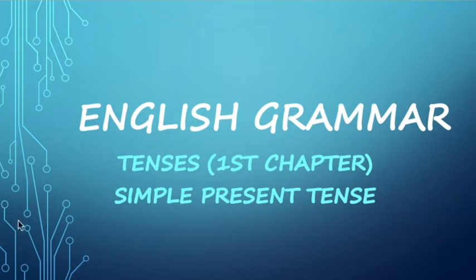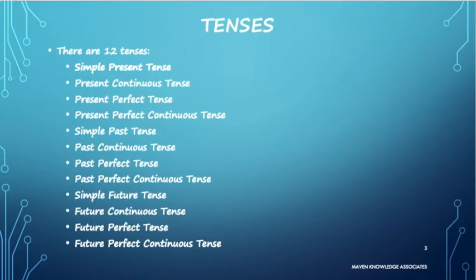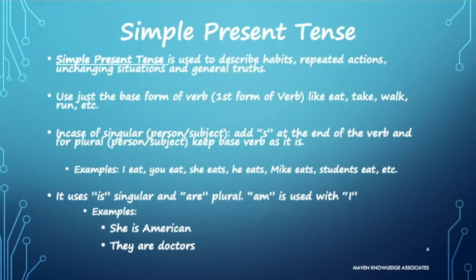Simple present tense. There are 12 tenses: simple present tense, present continuous tense, present perfect tense, present perfect continuous tense. Same applies for past tense and future tense. So there are overall 12 tenses. So let's understand what is simple present tense.